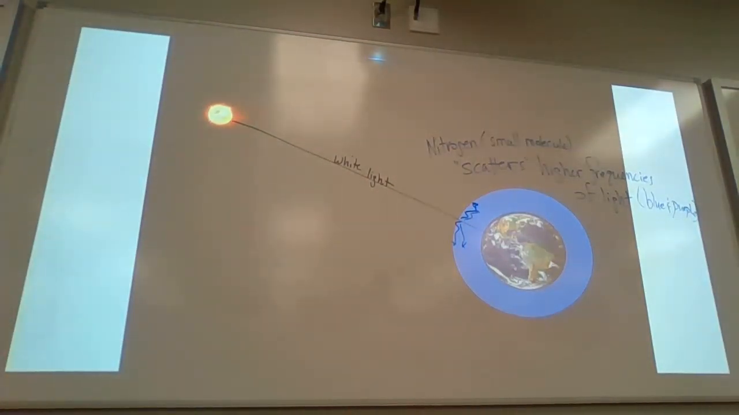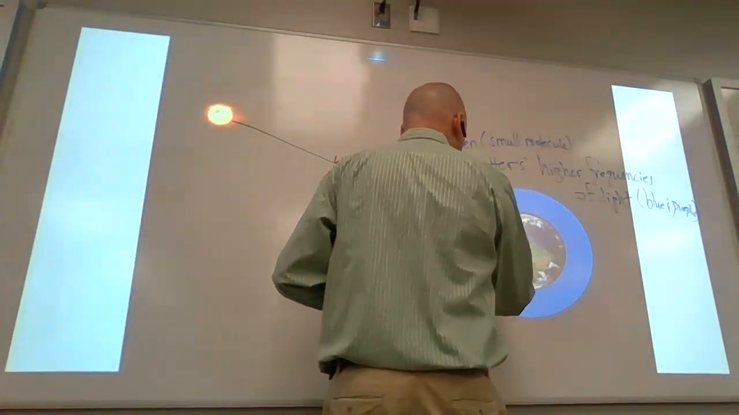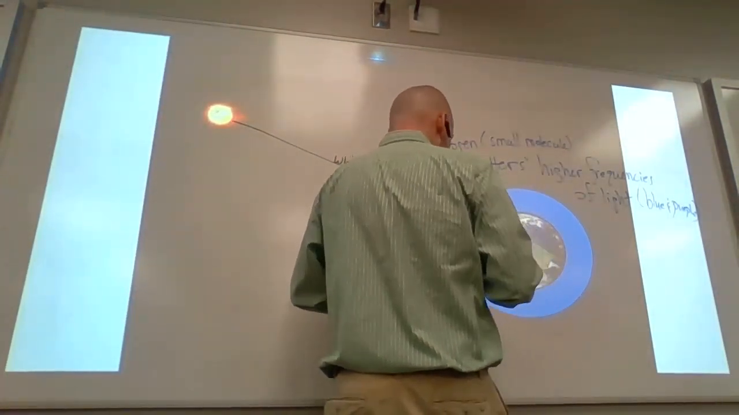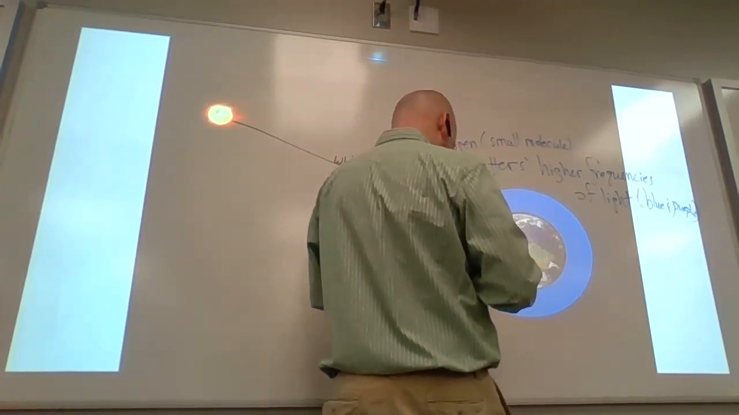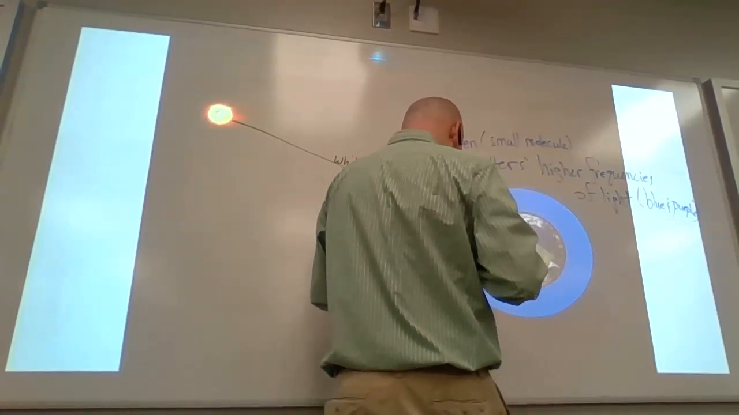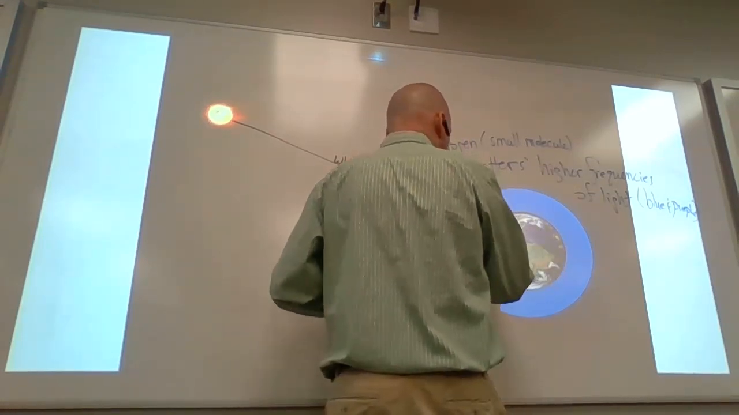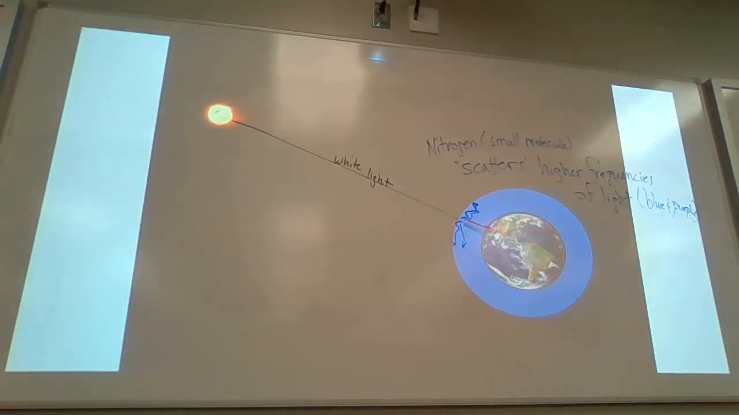What it doesn't scatter is green. We're going to call this yellow, orange, and red. What color do we see the sun as we look at it? Yellow. What does red and green make? Yellow.